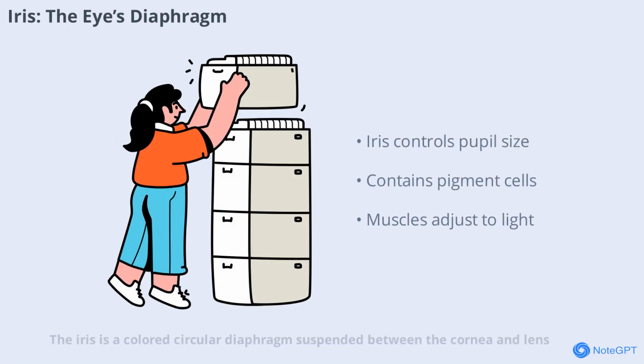The iris is a colored, circular diaphragm suspended between the cornea and lens. It controls the size of the pupil, regulating the amount of light entering the eye. The iris consists of connective tissue, stroma, pigment cells, and 2 types of muscle fibers: the sphincter pupillae, which constricts the pupil, and the dilator pupillae, which widens it. These muscles are controlled by the autonomic nervous system, allowing the eye to adapt to varying light conditions.